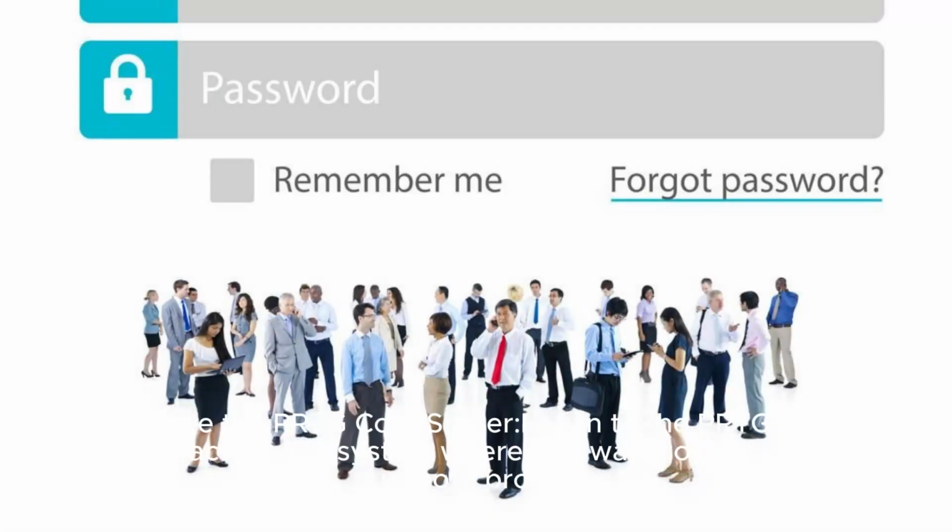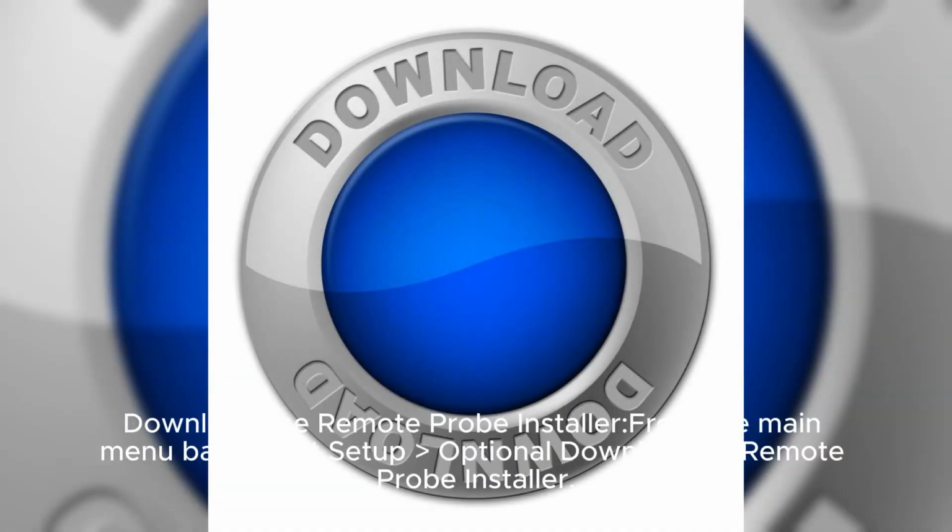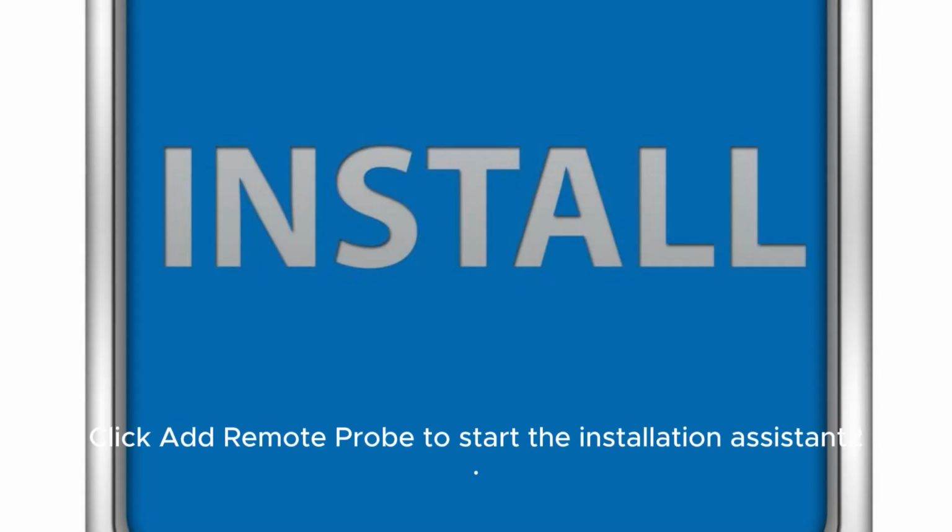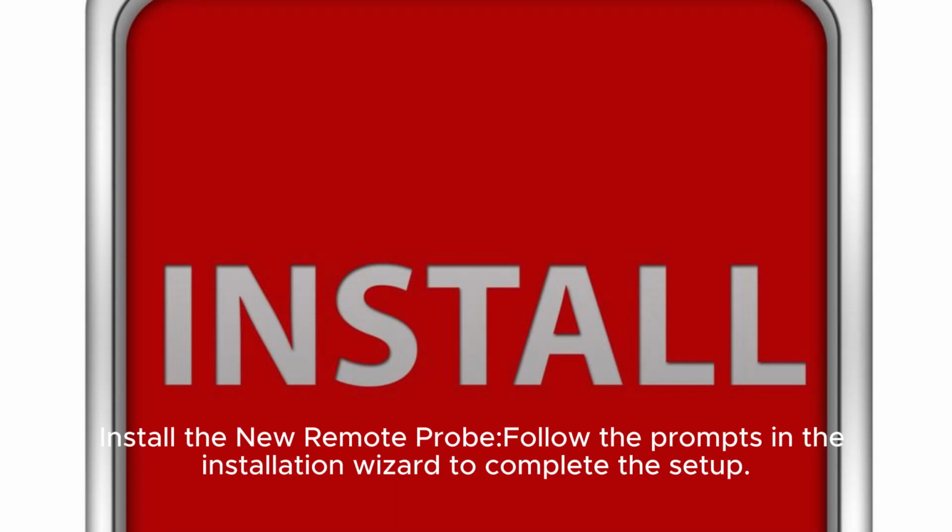1. Prepare the PRTG core server. Log into the PRTG web interface on the system where you want to install the remote probe. Download the remote probe installer. From the main menu bar, select Setup greater than optional downloads greater than remote probe installer. Click on remote probe to start the installation assistant to install the new remote probe.